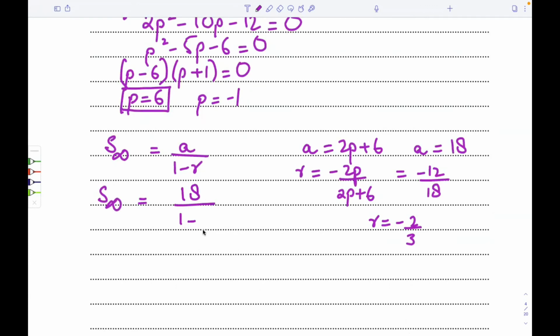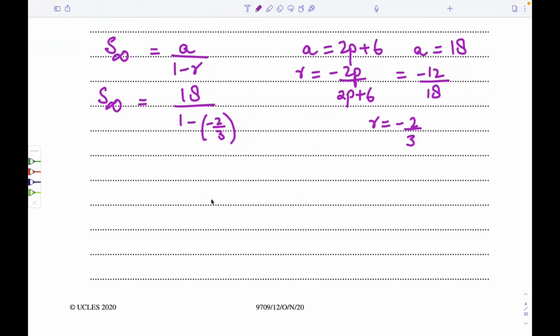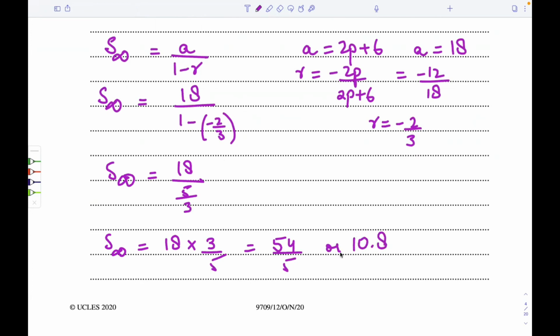Now, substituting these values into the formula for sum to infinity, we get 18 divided by 1 minus minus 2 upon 3. Simplifying this, we get 18 divided by 1 plus 2 upon 3, which is 5 upon 3. And simplifying this, we get 18 multiplied by 3 upon 5, which is 54 upon 5, or we can give it as 10.8. So this is the sum to infinity of the geometric progression.